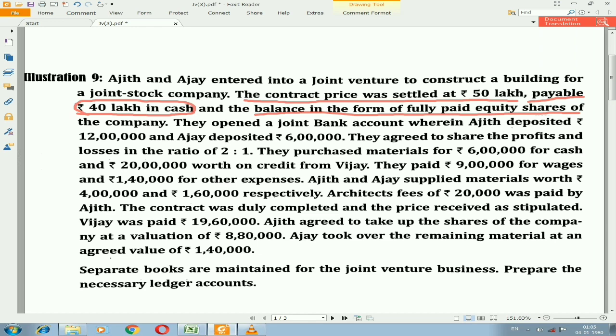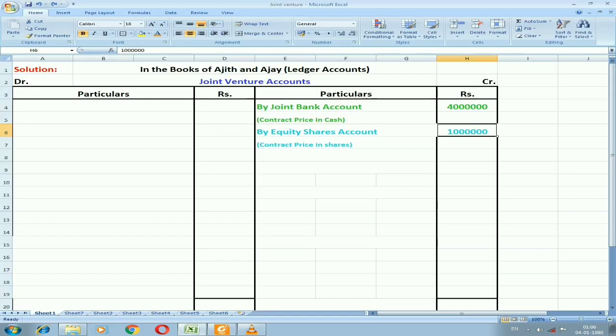This entry will be taken under a co-ventures account. Then they agreed to share the profit and losses in the ratio of 2:1. They purchased materials for rupees 6 lakh for cash and 20 lakh worth on credit from Vijay. First, let us enter purchase of material related to cash.